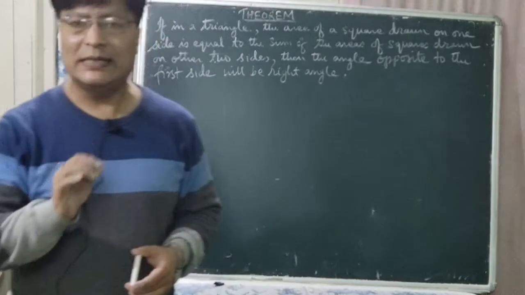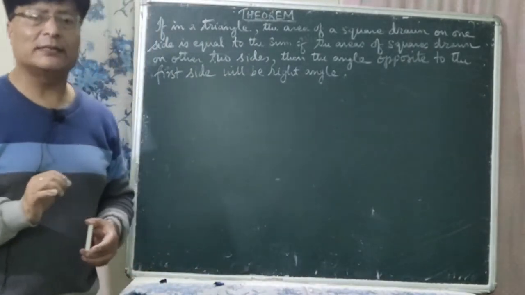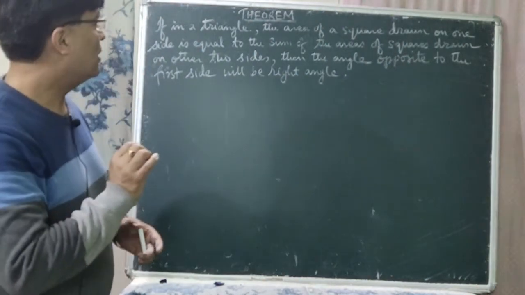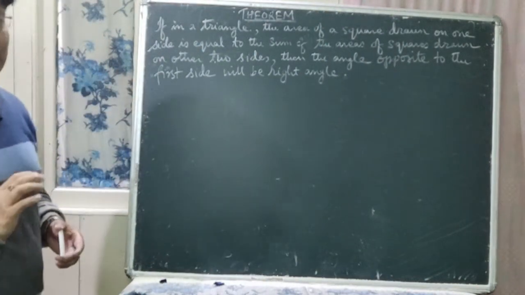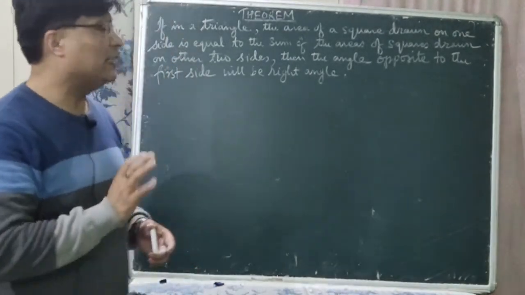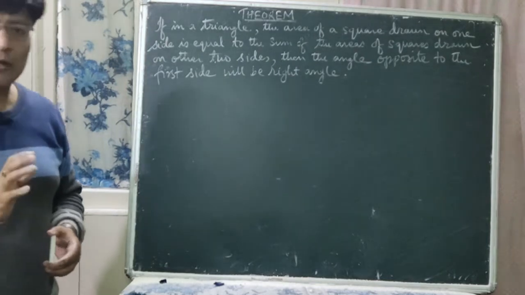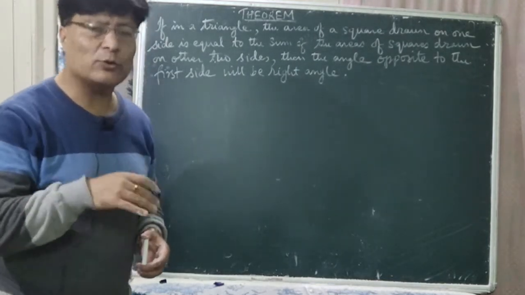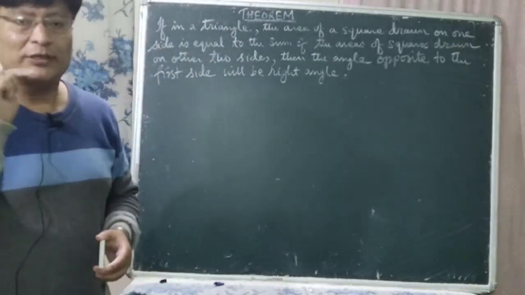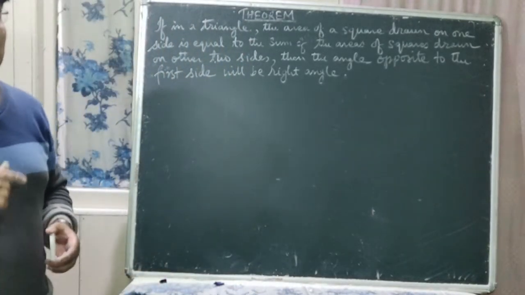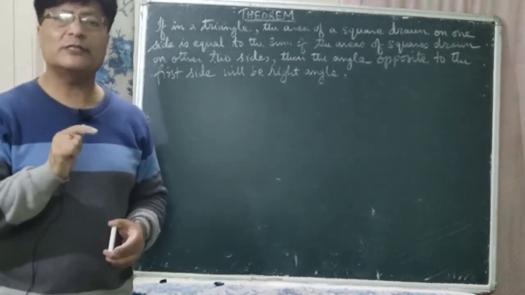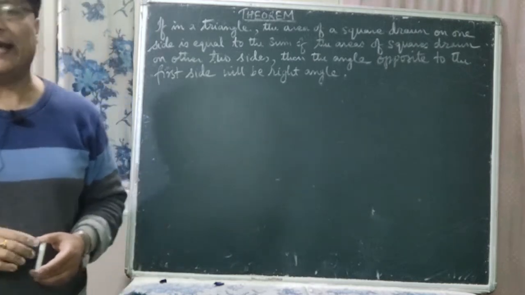So again, in this case, you have to prove that in a triangle, suppose it is given that, so what is given here actually? It is given that in a triangle, the area of a square drawn on one side is equal to the sum of the areas drawn on the other two sides. So then you have to prove that the angle opposite to the first side will be a right angle.